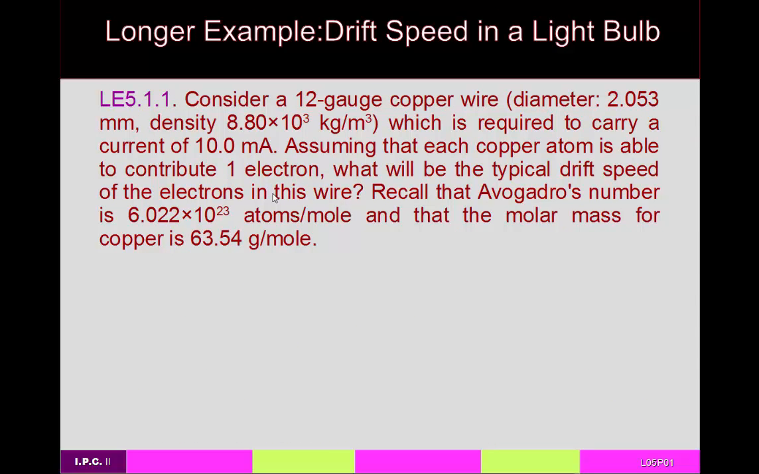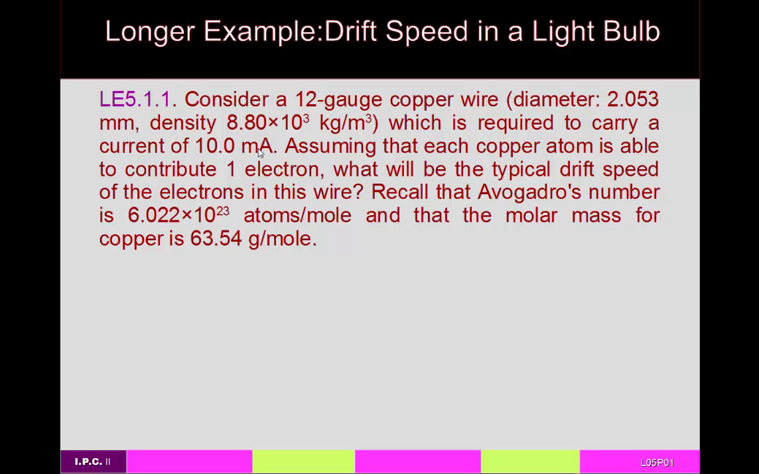So I want to go through one longer example, which is the drift speed in a light bulb. And so let's see that. We have a 12 gauge copper wire. The gauge basically tells us what the diameter is. You can find a gauge chart somewhere and it'll tell you 12 gauge means diameter 2.053 millimeters. The density of copper, by the way, is 8.80 times 10 to the 3 kilograms per cubic meter. And we need this to carry 10 milliamps.